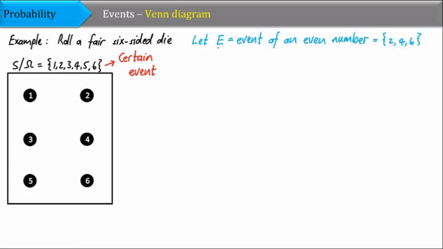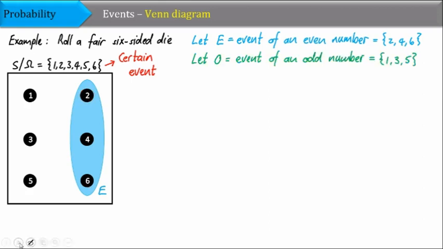Right, now let's define another event, and we'll call it capital E, and we'll say that's the event of getting an even number. So numerically, it'll be braces, and in between I'm going to write 2, 4, 6 separated by commas. So if I roll the die and I get the number 2, because number 2 falls inside of event E, I will say that event E has occurred, or the event of an even number, and the same for 4 and 6.